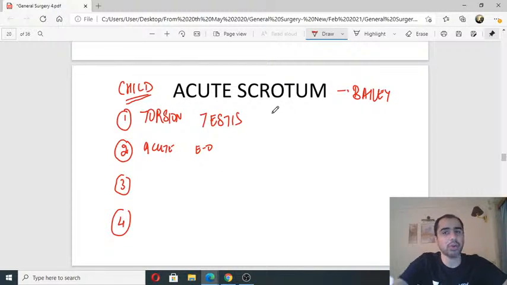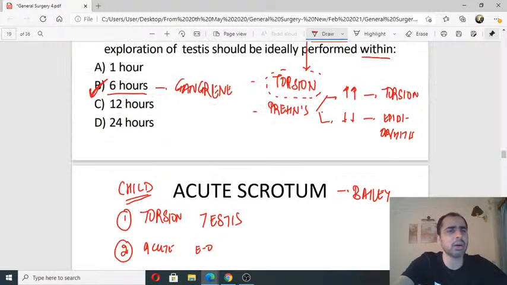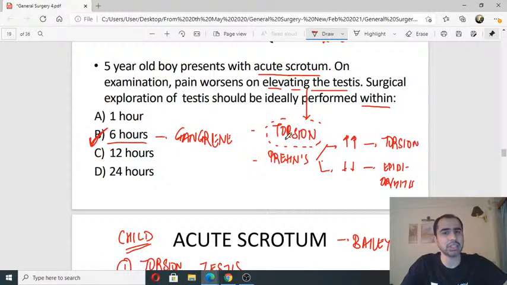I'll give you a scenario. Same patient. By the way, how do I confirm that he has testicular torsion? How do I confirm? Varicocele is not seen in children. Pratik, varicocele is seen in adults. How do I confirm torsion? Severe acute pain in the child.